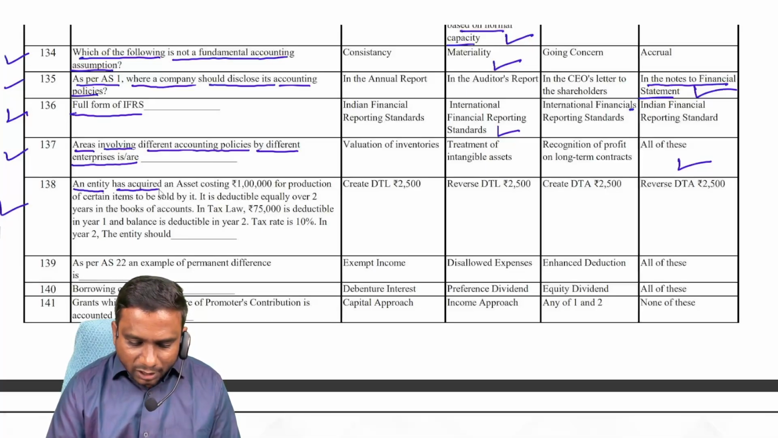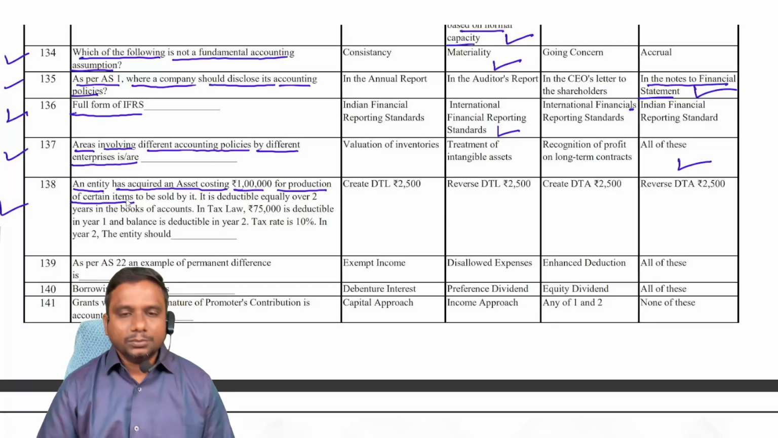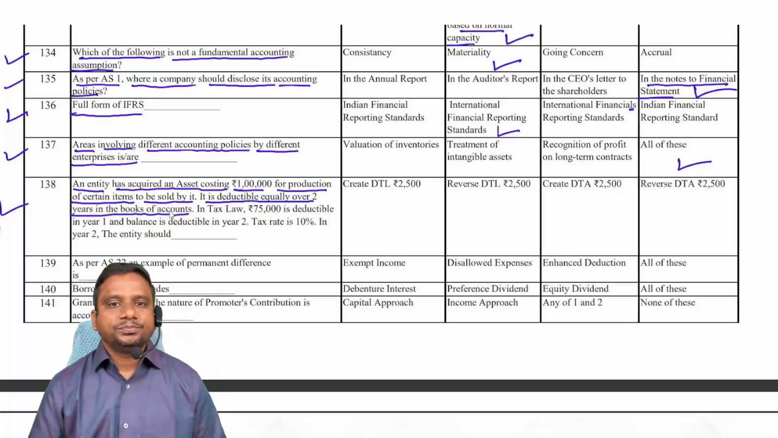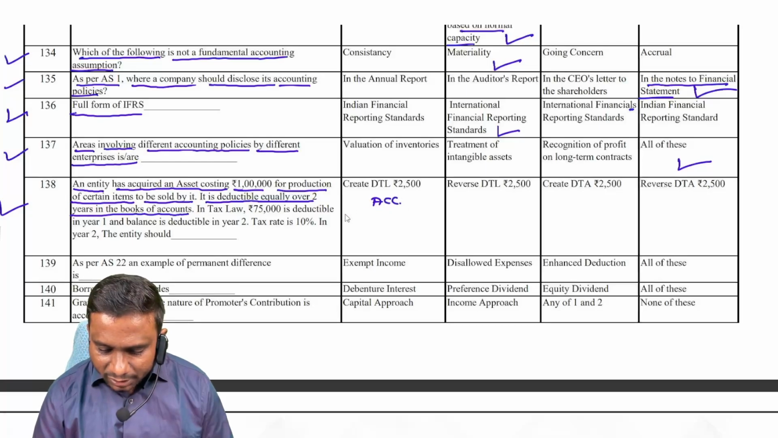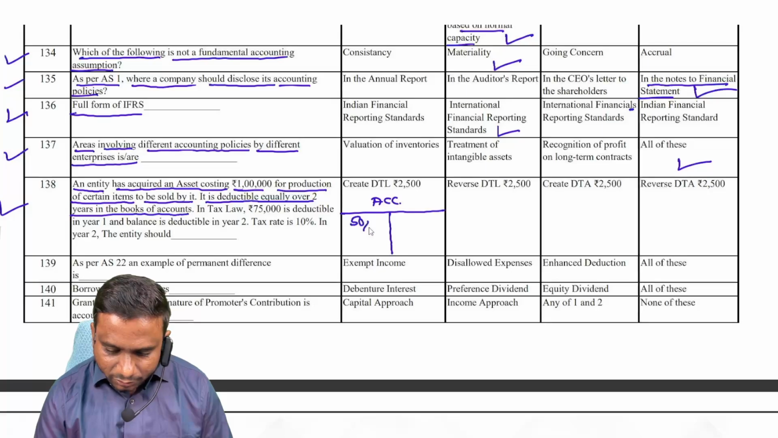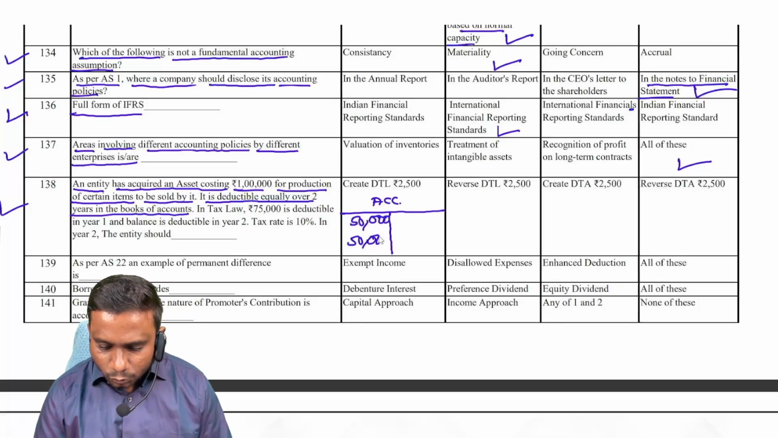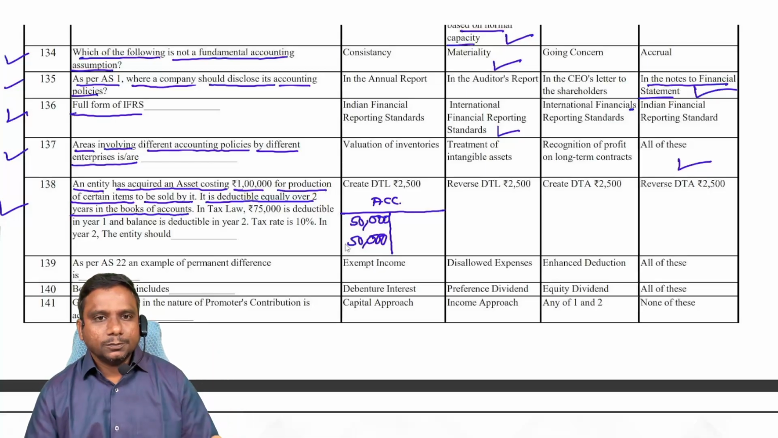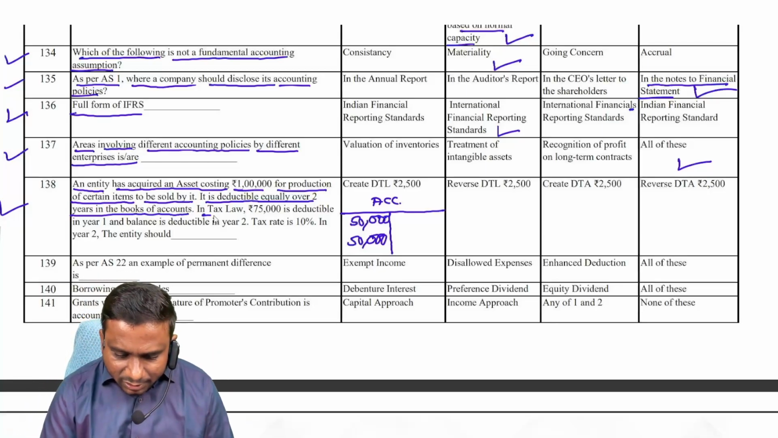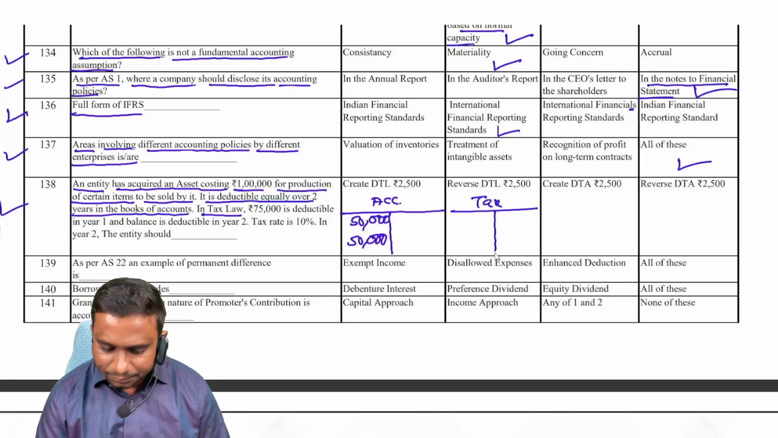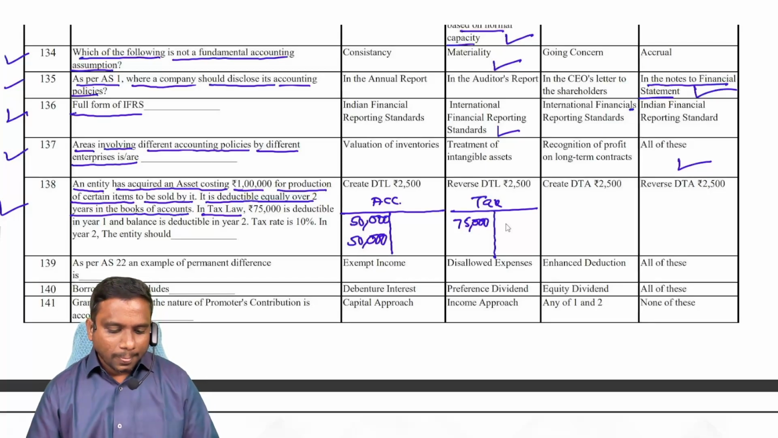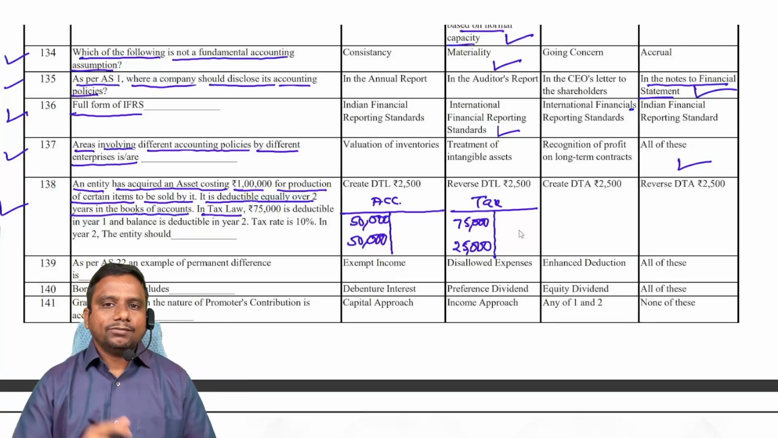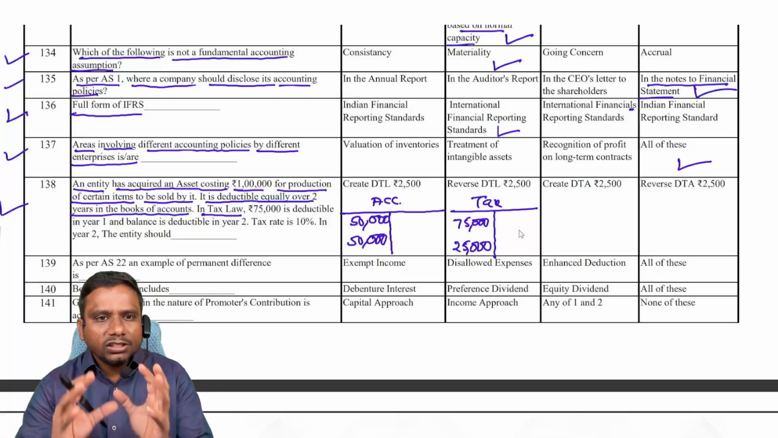138. An entity has acquired an asset costing 1 lakh for production of certain items to be sold by it. It is deductible equally over 2 years in the books of accounts. As per accounting, first year depreciation 50,000, second year depreciation also 50,000. This is AS 22, taxes on income. As per accounting, depreciation allowed is 50,000 rupees first year, 50,000 rupees second year. As per tax law, 75,000 rupees deductible first year and second year remaining 25,000. So as per accounts, first year 50, second year 50, but as per income tax law, first year 75, second year 25. Now they are asking. Situation is like this.